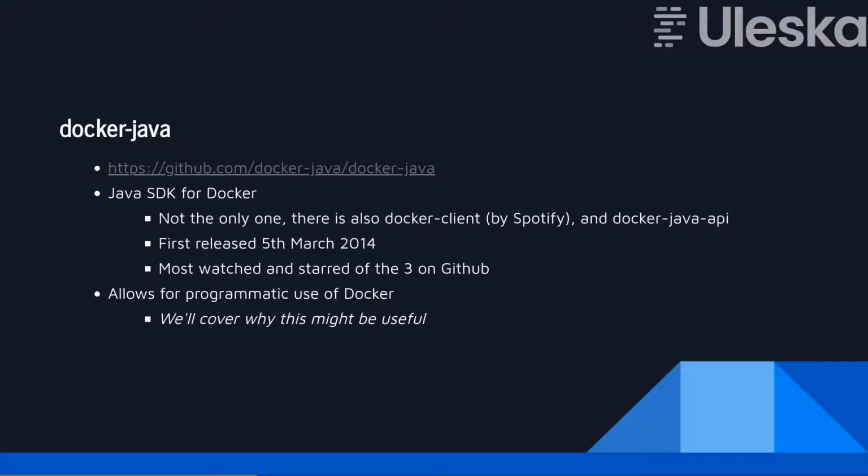So the Docker Java library. This is an SDK for Docker. It's not the only one out there. There's also Docker Client, which was developed by Spotify, and Docker Java API. This one was first released on the 5th of March 2014, and I believe that the Docker Client by Spotify was released June of that year. So really the popularity of the Docker Java library over the Docker Client one, I would say, is a lot more to do with features rather than one beating the other to the punch, because they're both quite similar in their launch date. This one is the most watched and starred of the three on GitHub, and really its core purpose is to allow for programmatic use of Docker. And we'll go into why this might be useful.